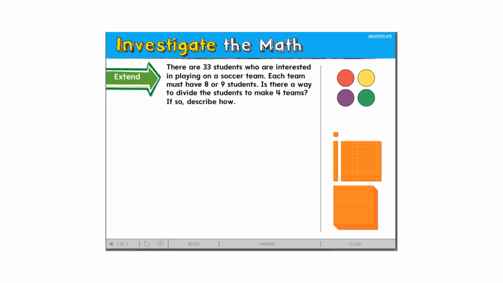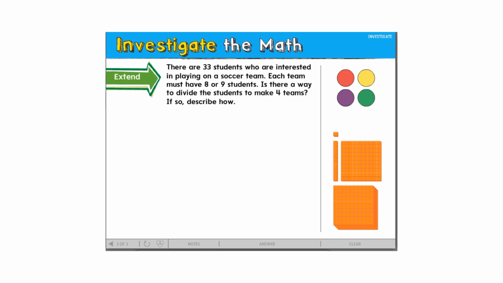Okay, I want you to do this one by yourself on your whiteboard. It says there are 33 students who are interested in playing on a soccer team. Each team must have 8 or 9 students. Is there a way to divide the students to make 4 teams? This is the extend problem, so that means it's kind of hard.